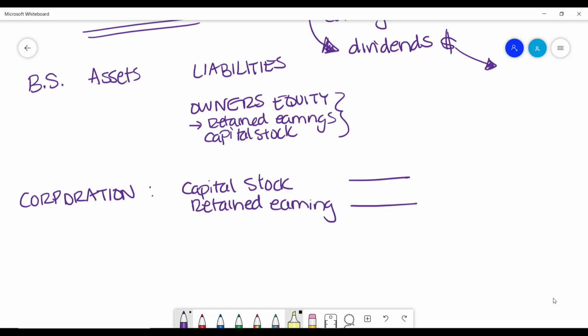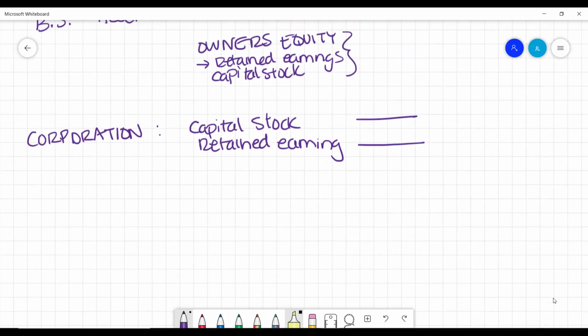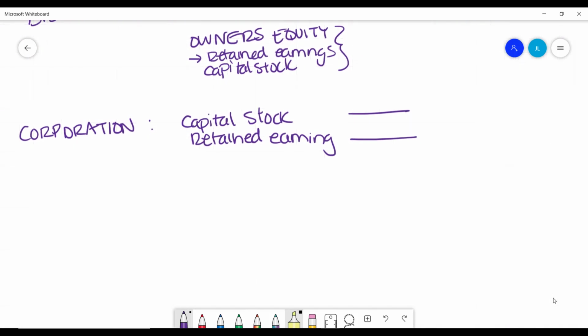Okay, capital stock is the amount of money that has been invested into the business by owners, and then retained earnings is the cumulative amount of earnings that have been kept within the business. Okay.